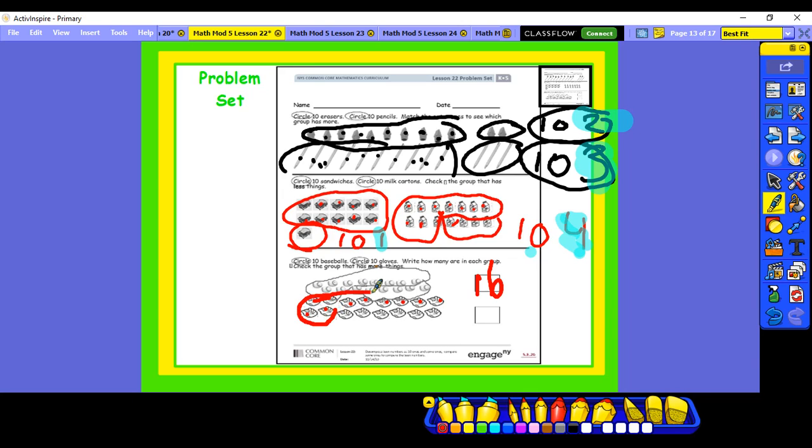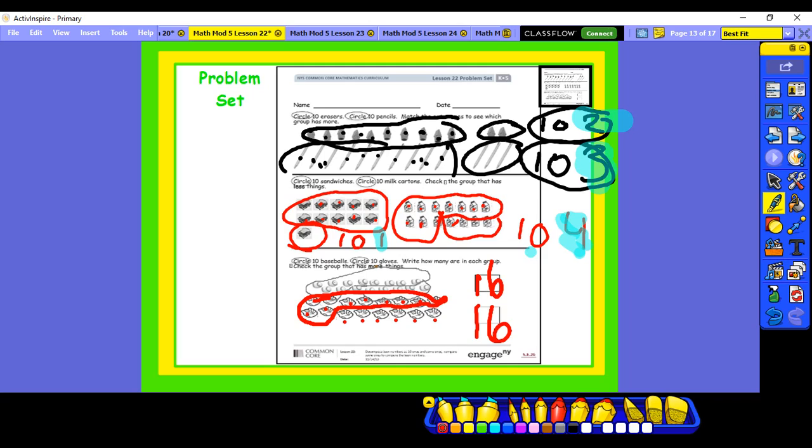Circle our group of 10. Now remember, we have to do it carefully, especially when the pictures are little. How many are left over? 1, 2, 3, 4, 5, 6. What's the teen number for 10, 6? 16.